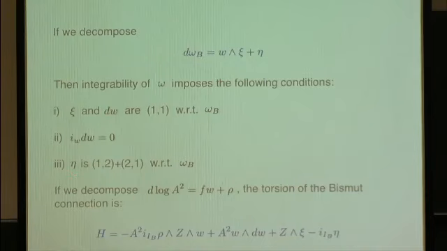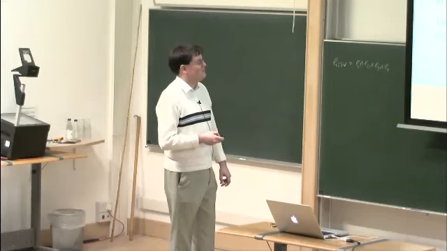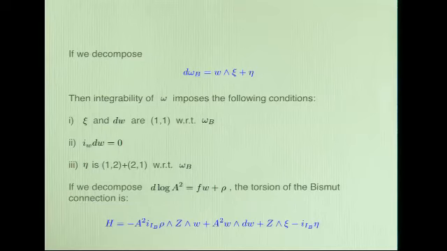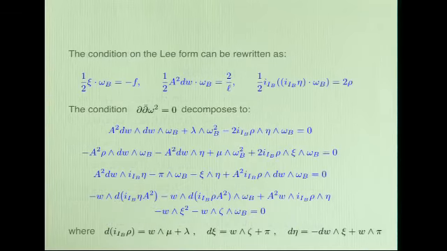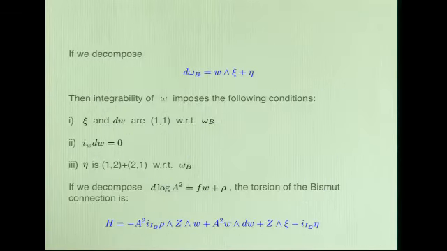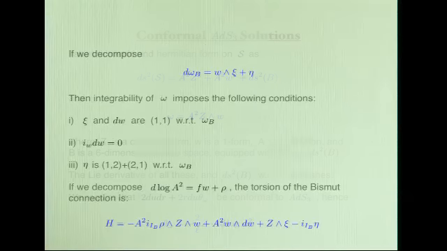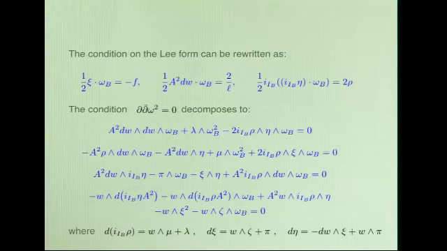And if you decompose the exterior derivative of a squared in a direction along w and another direction orthogonal to w, then the torsion of the Bismut connection, which preserves this thing here, is given in terms of rho, z, w and a squared like this. It's not very nice at the moment. The condition on the Lie form theta, written there, decomposes into these conditions here.